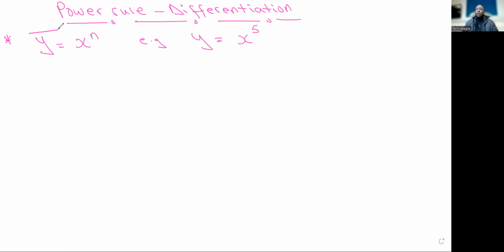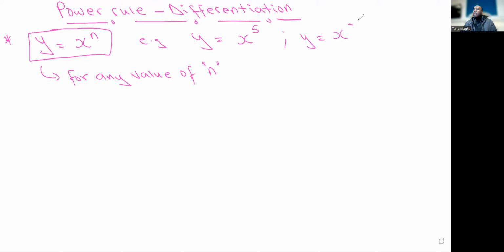So that means I'm meant to differentiate y is equal to x raised to power n for any value of n, all right? So n can be positive, n can be negative. So you can also have something like y is equal to x raised to power minus 3. Now, like I said, I'm going to be using y and x a lot, okay? But you can also have something like v is equal to t raised to power 5. It's also possible to differentiate v in respect to t. But I'm going to be using y and x just for consistency.